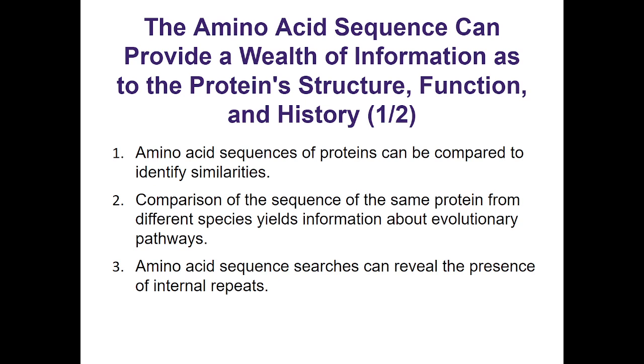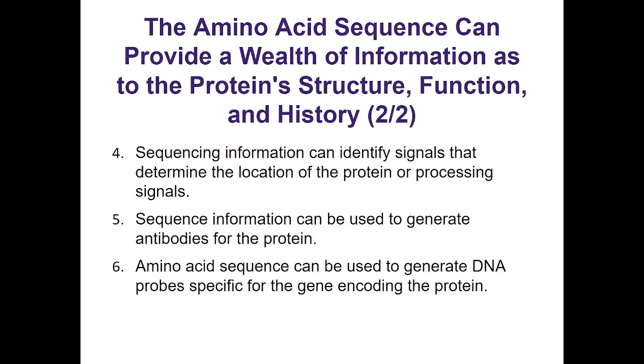The amino acid sequence searches can reveal the presence of internal repeats. Sequencing information can identify signals that determine the location of the protein or processing signals. Sequencing information can also be used to generate antibodies for the protein, because you know if it has these groups on it, you need to match those groups.